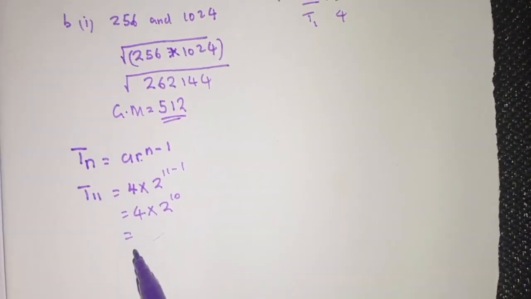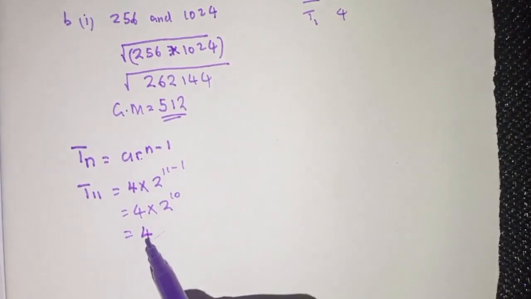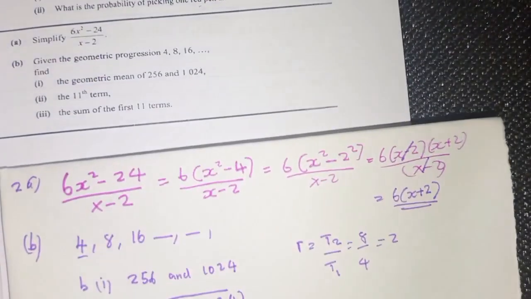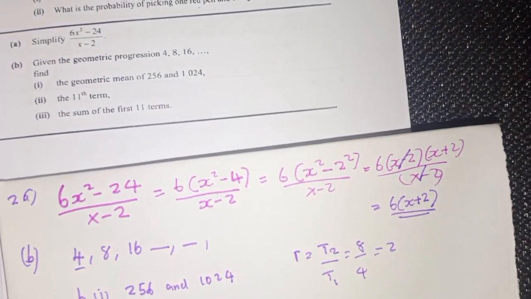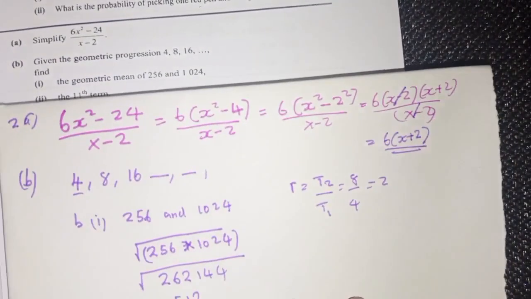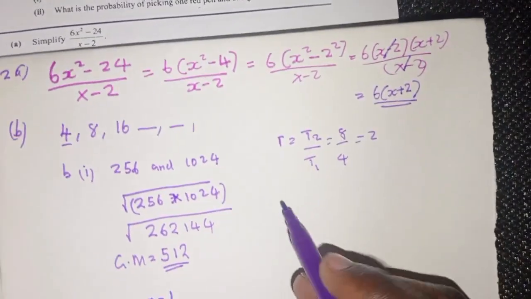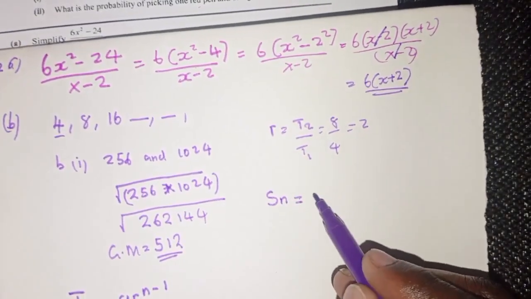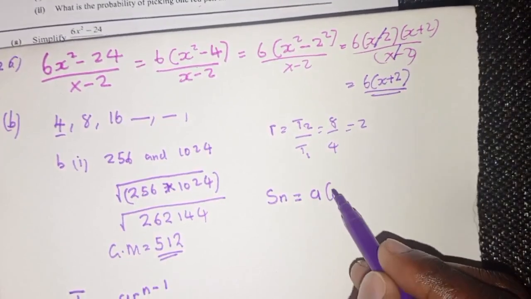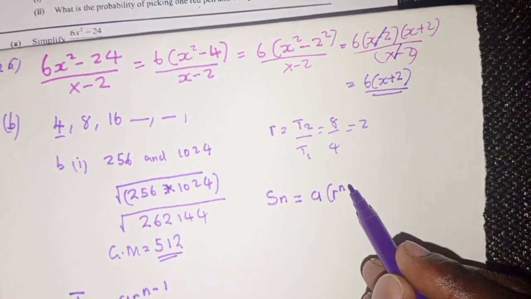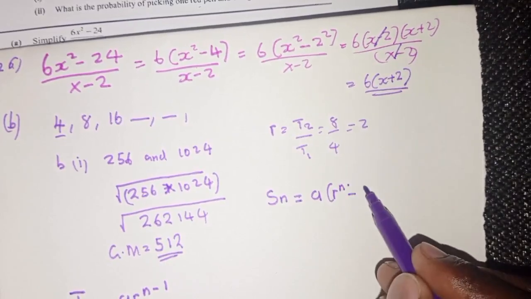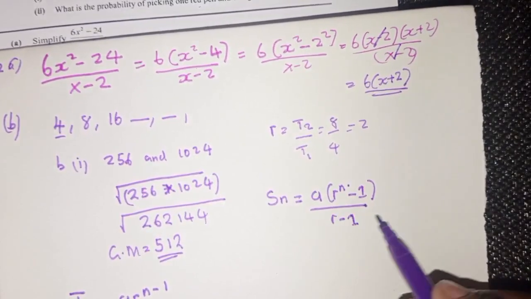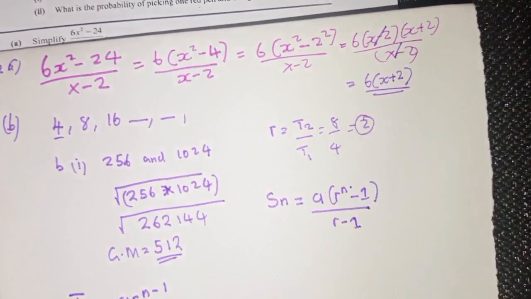Okay, so here we get 4096. All right, then the sum of the first 11 terms. For the sum of the first 11 terms, here we are going to use this formula: Sn is equal to a(r^n minus 1) over r minus 1, and the reason why we're using this is because our r is greater than 1.